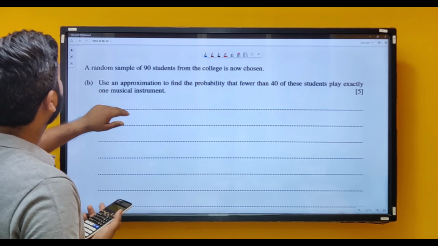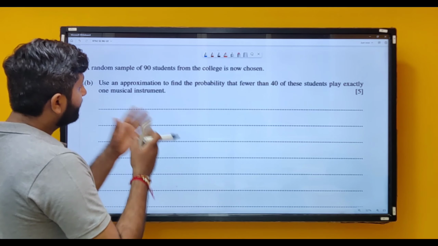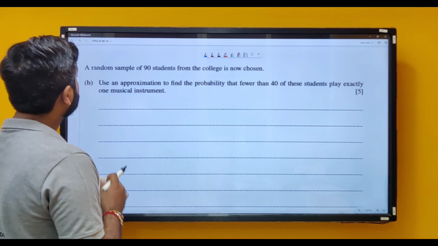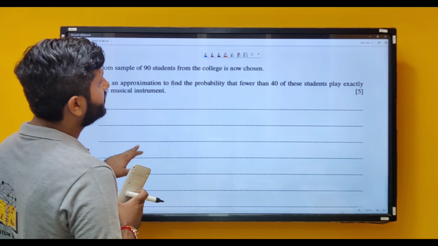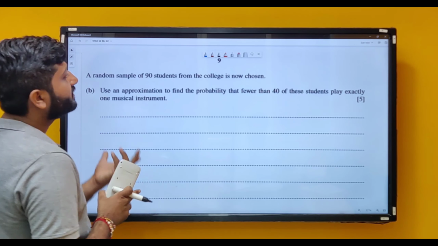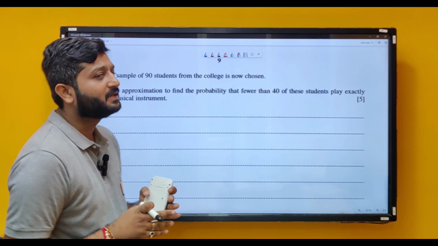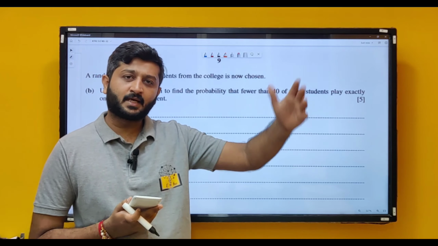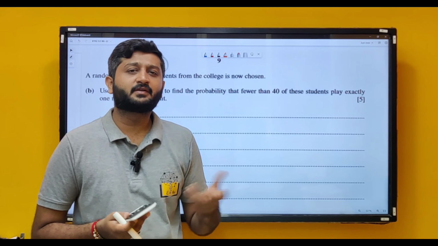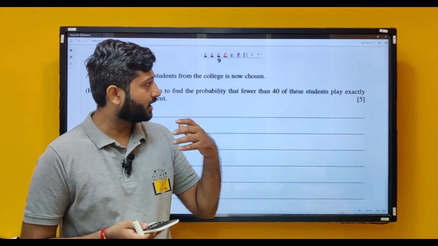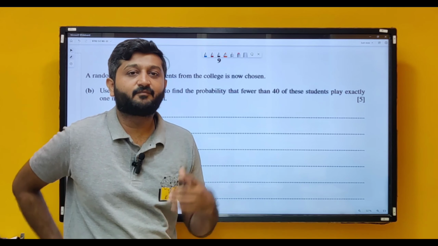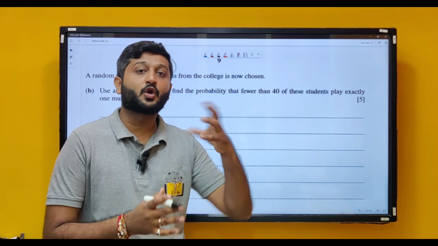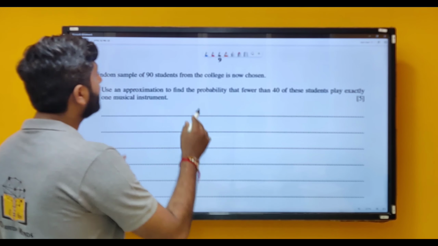A random sample of 90 students from the college is now chosen. Use an approximation to find the probability that fewer than 40 students play exactly one instrument. Fewer than 40 meaning 39, 38, 37, 36. Now this is not possible, right? This would take a lot of time. So we solve such kind of binomial distribution question with the help of normal distribution, right? How do we do that?